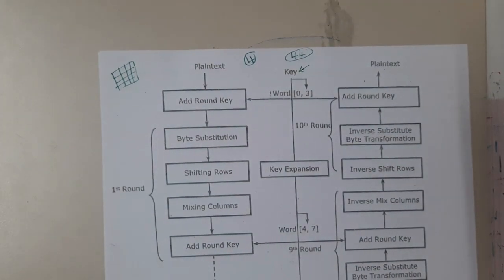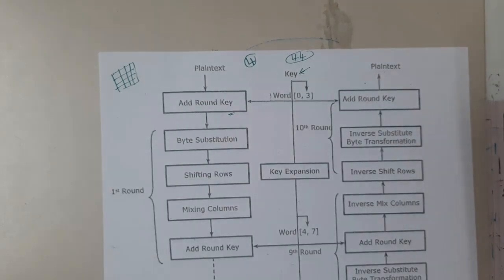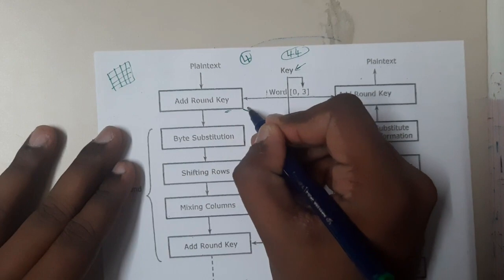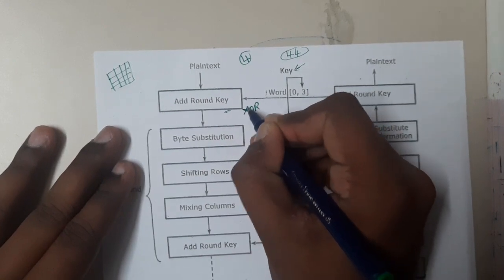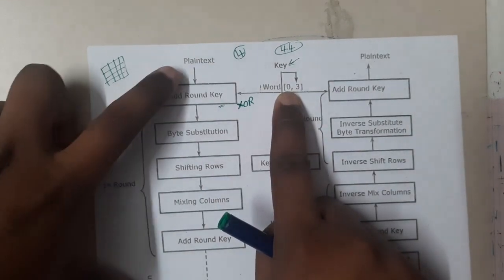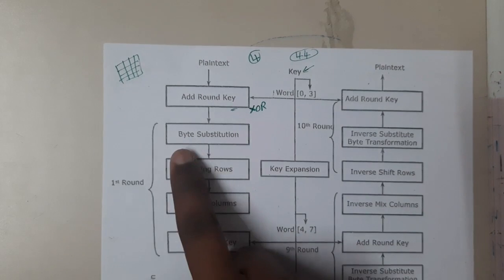Okay, so first I'll be explaining the diagram. After that you can move on to the notes, guys. These two will come to add round key. Here the operation done is nothing but an XOR operation, guys. Once the XOR operation is done between the key words and the plain text, we will get a result, and that result is passed on to the byte substitution.